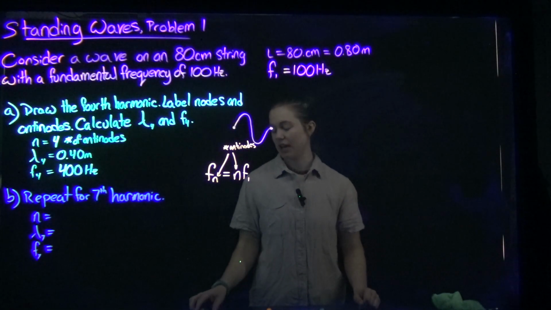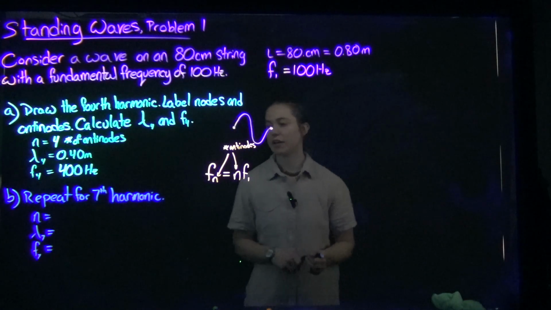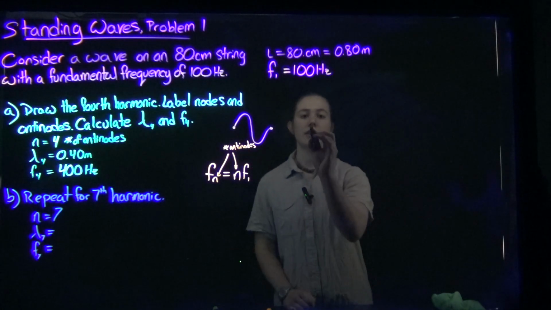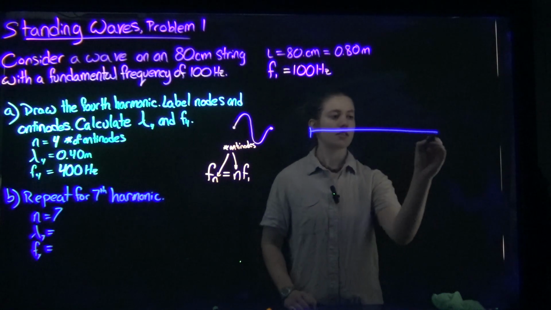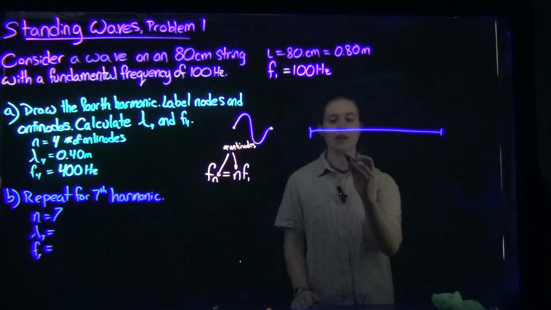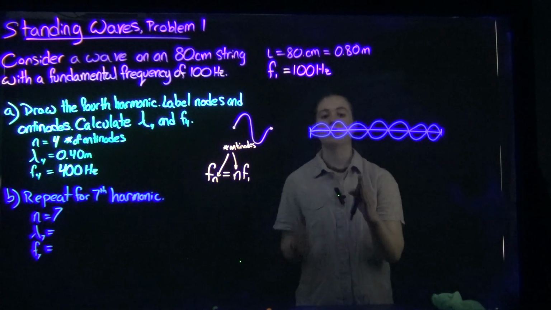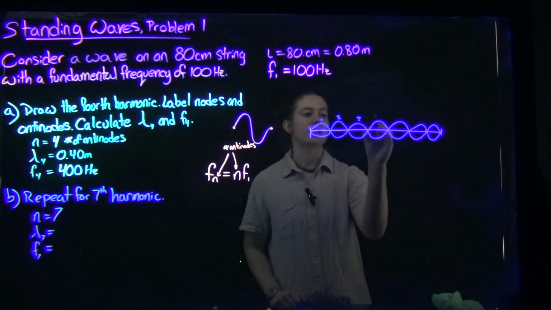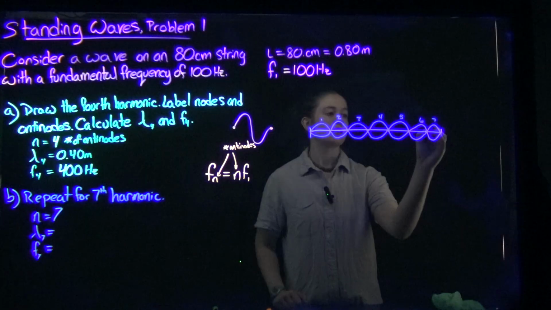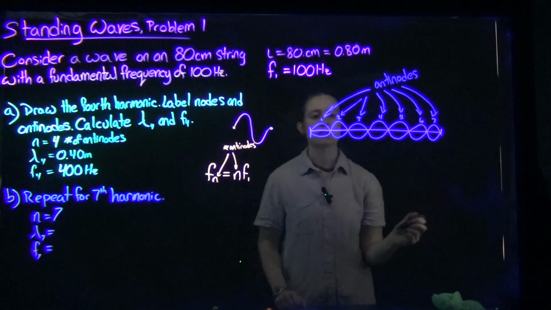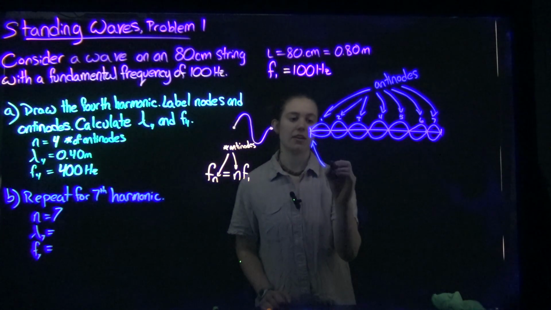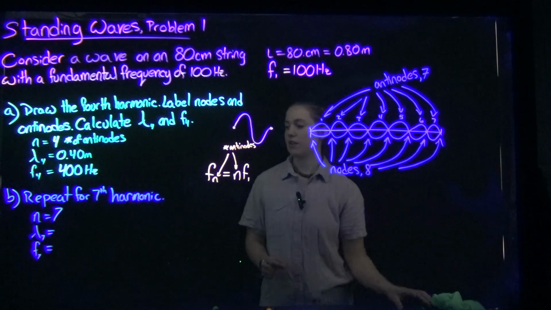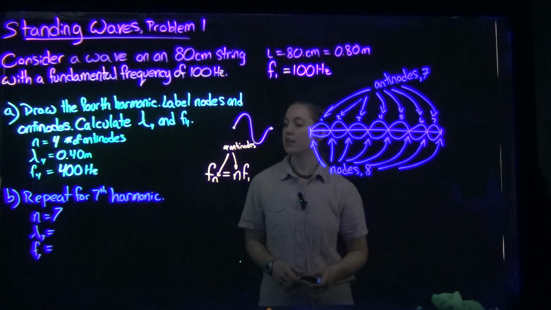Now in part B, we're asked to repeat this for the seventh harmonic. So n, we know right away, that's 7, and we can draw this. And we need to break it up into 7 antinodes. I find it helpful to mark out where each node is going to be before starting to draw. And we can see we've got 7 antinodes. And we can tell we're going to have 8 nodes, and they're going to be here. All right, so we want to find the wavelength for the 7th harmonic and the frequency for the 7th harmonic.